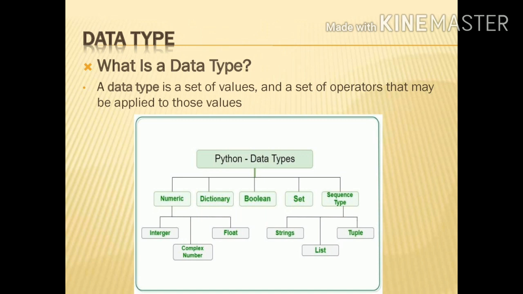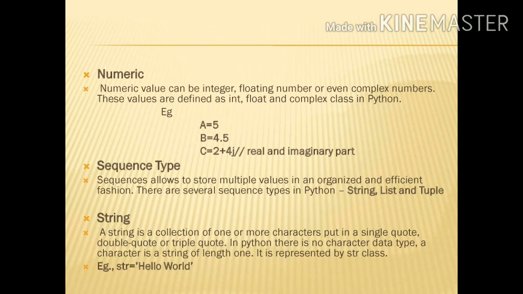We have numerical data type, dictionary data type, Boolean data type, set data type, and sequence type. The numerical data type is subdivided into integer, complex number, and float. And the sequence type is further divided into strings, list, and tuples. Let's see the data types one by one.